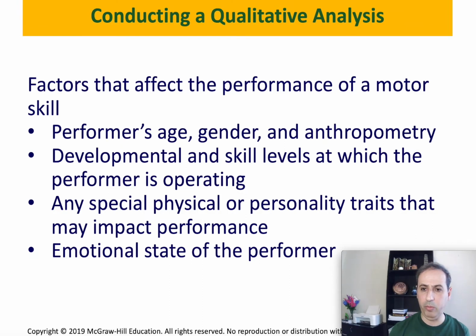Factors that affect performance of a motor skill: the performer's age, gender, anthropometry. Anthropometry is the study of the proportions of the body parts and structure, development and skill levels at which the performer is operating, any special physical or personal traits that may impact performance, and emotional state of the performer. So all of these actually affect the qualitative analysis that you are going to perform.